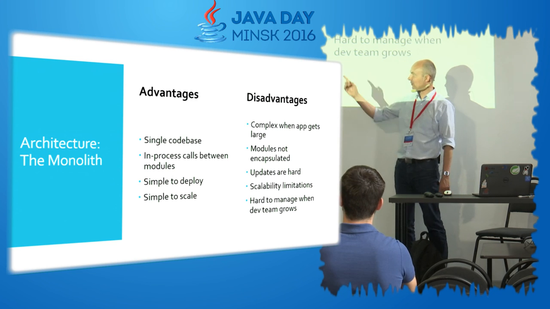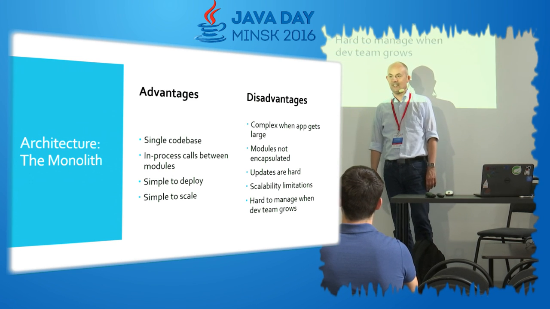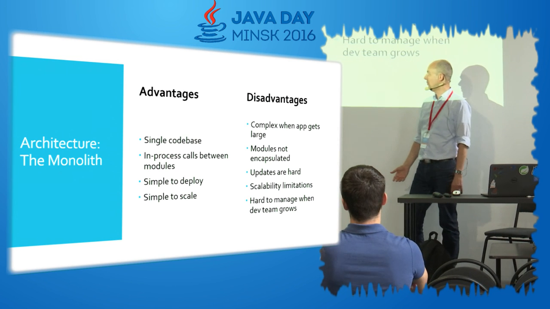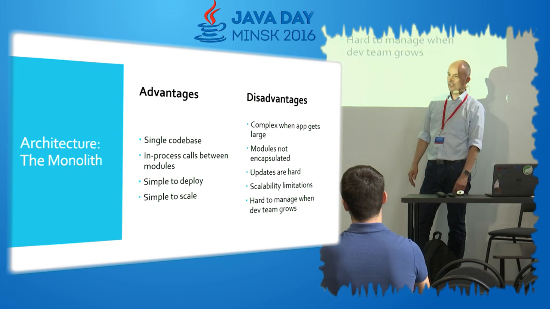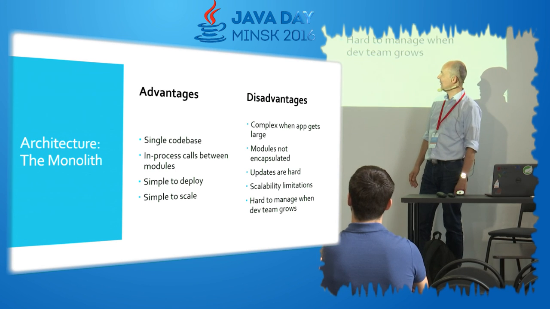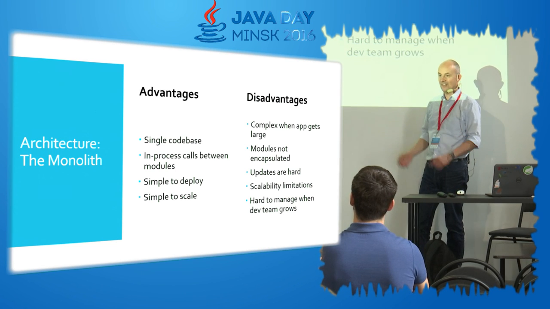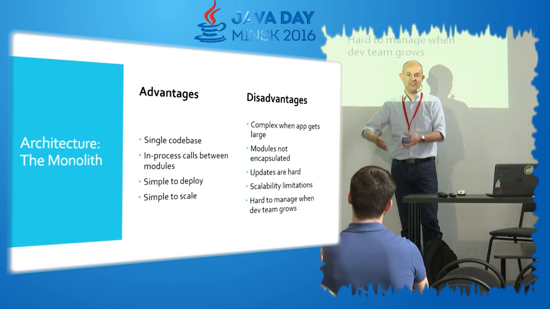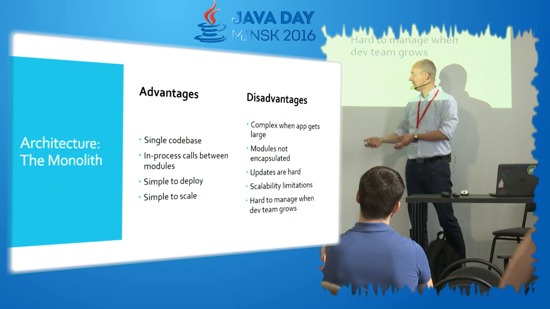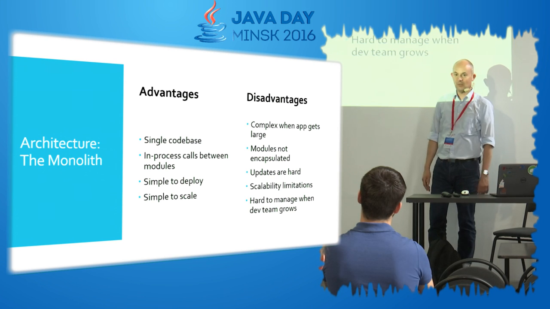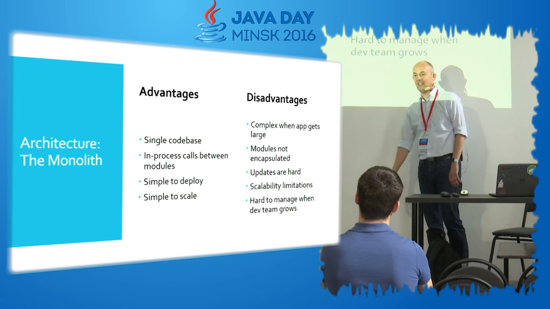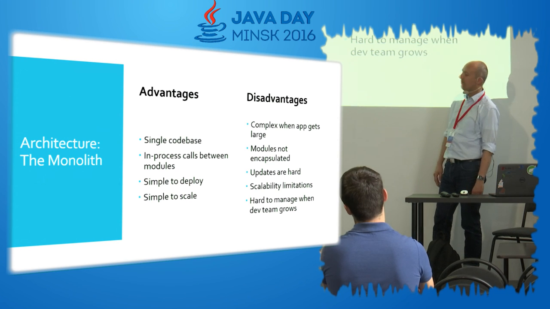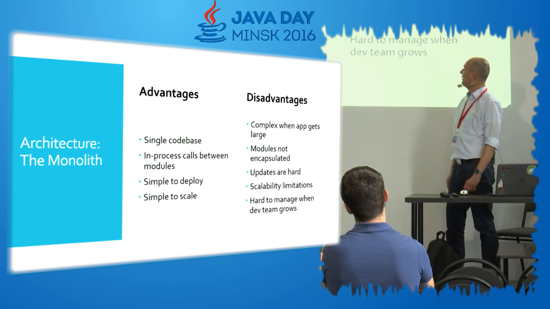It's also quite simple to deploy a monolithic application, because normally you compile it into one WAR file, which you deploy in Tomcat or another Java EE application server, and you start it up and that's it. And scaling is also quite simple, because you just have another server with another copy of your web application, for example, and you put a load balancer in front of it, and that way you can scale your application. But there are also a number of disadvantages.